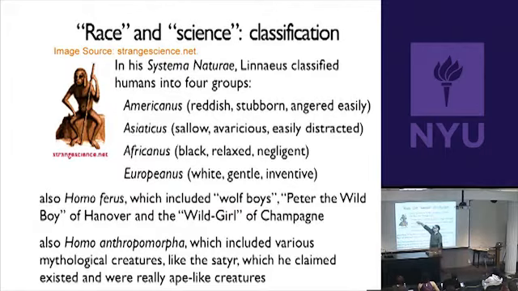This would be Native Americans: reddish, stubborn, angered easily. Asiaticus: sallow, avaricious, easily distracted. Africanus: black, relaxed, negligent.